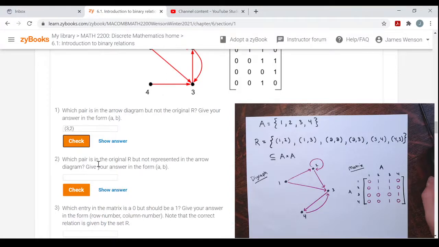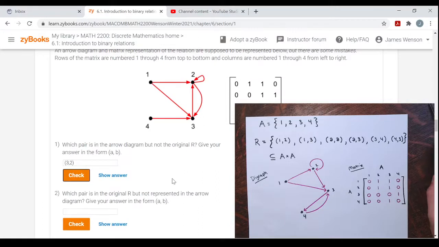Number 2, which pair is in the original relation, but not in the arrow diagram? Well, see, they have 4 to 3, right? They have 4 to 3, but they don't have 3 to 4. They don't have the arrow from 3 to 4, so I'd enter 3 comma 4.